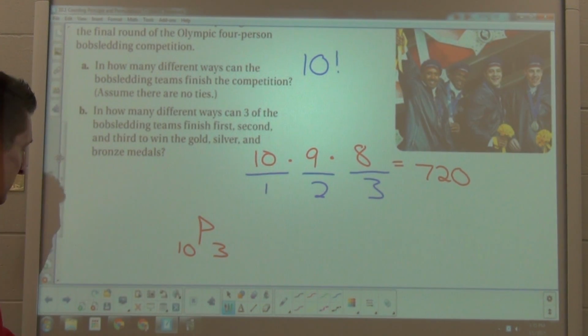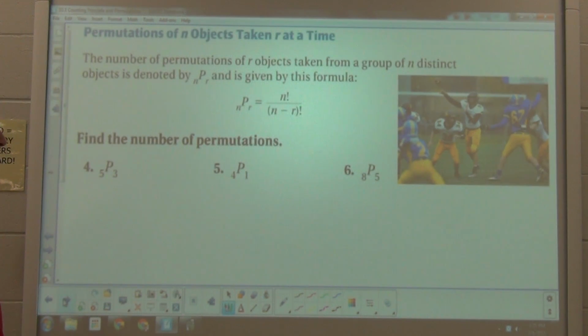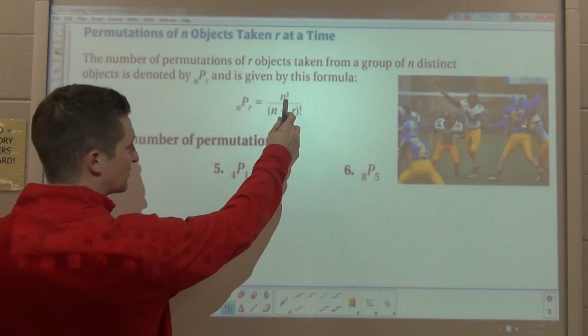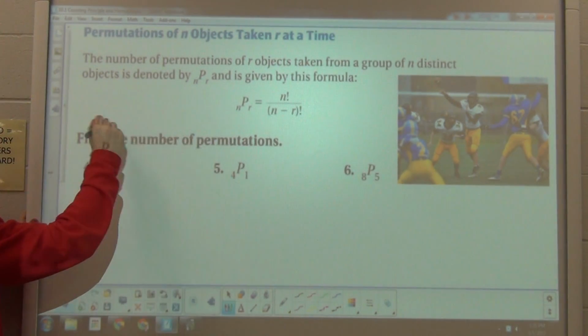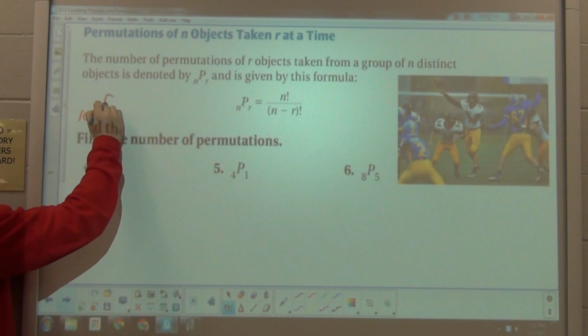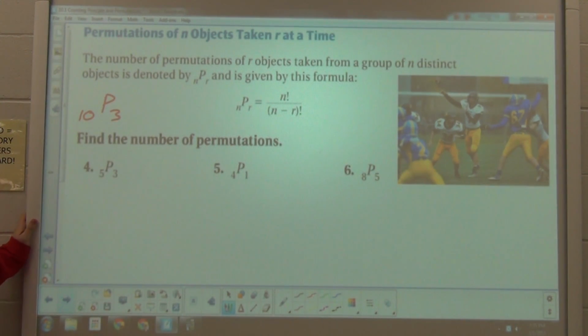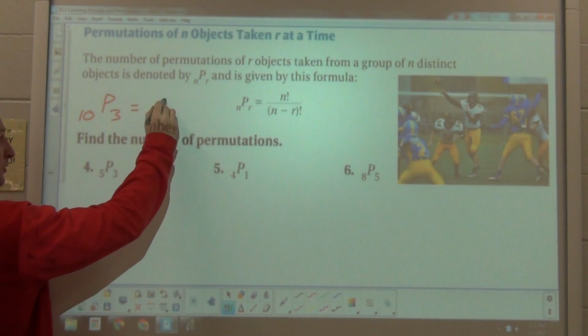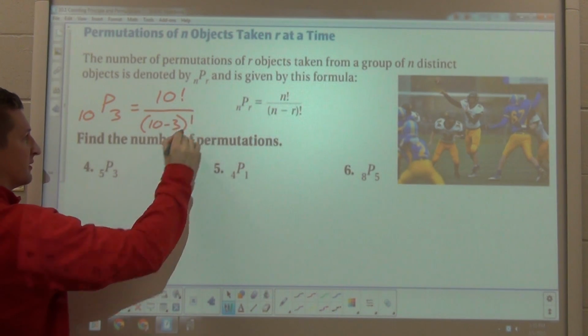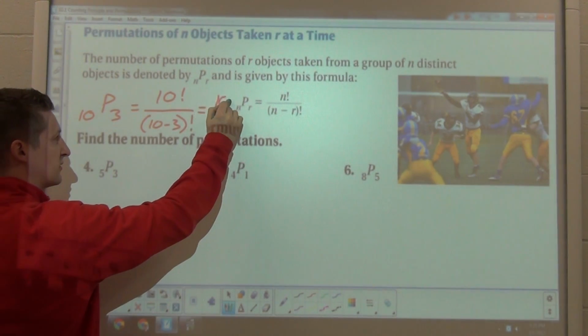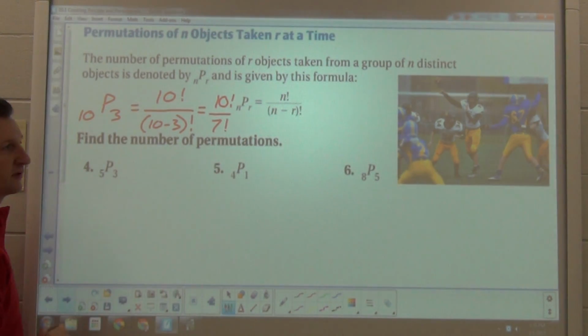The formula that would go with this is right here. The number of permutations of r objects taken from a group of n distinct objects is denoted nPr and is given by this formula. We take n factorial divided by n minus r factorial. Now if I use those numbers we just had, we had 10 bobsled teams and we're going to put 3 of them in order, first, second, and third. Well, using that formula, that would equal 10 factorial divided by 10 minus 3 factorial. 10 minus 3 being 7. So we have 10 factorial divided by 7 factorial.